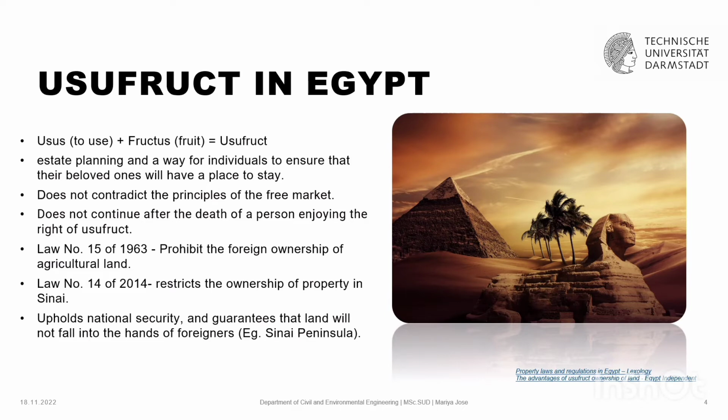And Law number 14 of 2014 restricted the ownership of property in Sinai. The government has designated developed areas in Sinai where companies may have a right of usufruct over designated property. Such a usufruct system upholds national security and guarantees that land of a special nature, like the Sinai Peninsula, will not fall into the hands of foreigners. And the study also emphasizes that the usufruct system doesn't contradict the principle of a free market in Egypt.